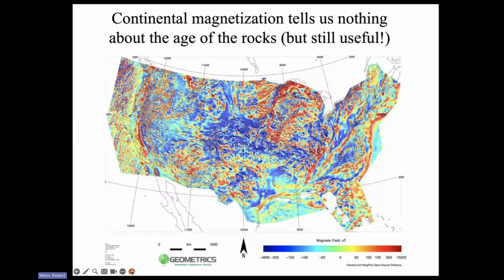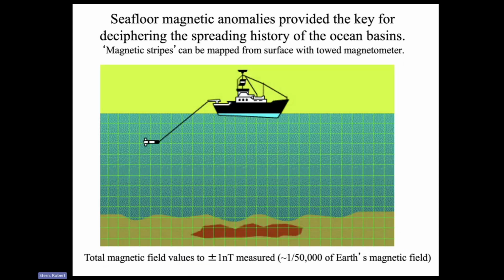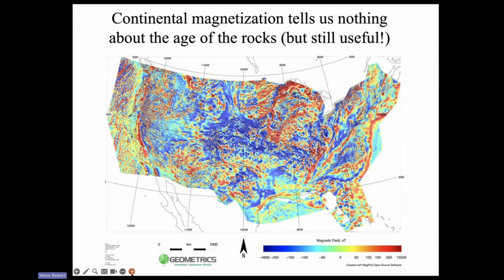Now, continental magnetization tells you nothing about the age of the rocks, but it's still useful. This is a magnetic map of the United States. It's a really remarkable fabric that is of geologic interest, but it's quite different than seafloor magnetic fabric. And I'll show you how strikingly different the magnetic fabric of the continents and the oceans is.